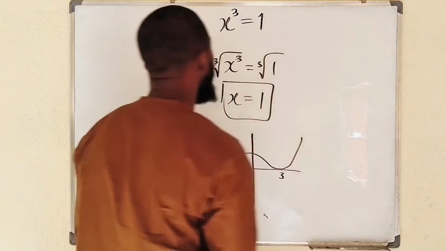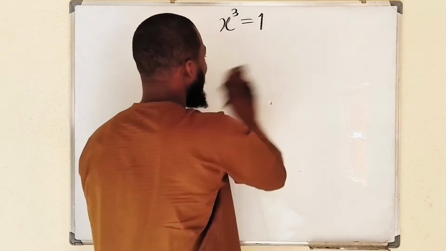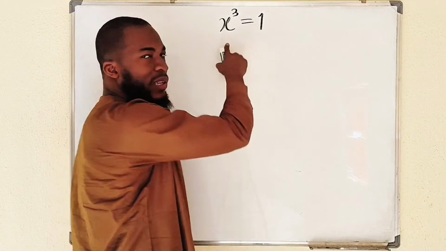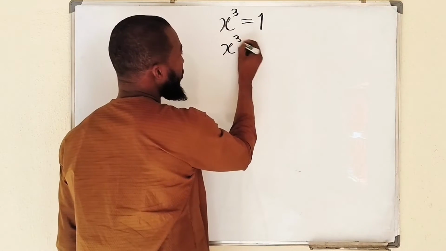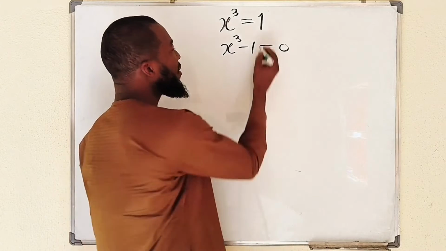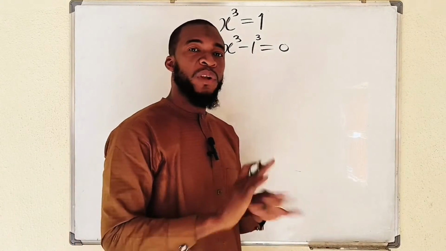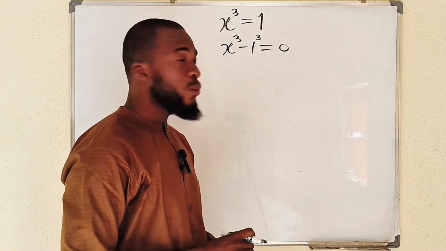What is the best way to solve a problem like this? Is to take all terms to the left hand side. So if you take positive 1 to the left hand side, it becomes negative 1. So we have x cubed minus 1 equal to 0. But I know 1 is also the same thing as 1 to the power of 3. 1 times 1 times 1 will remain 1. And this is nothing but a difference of 2 cubes.